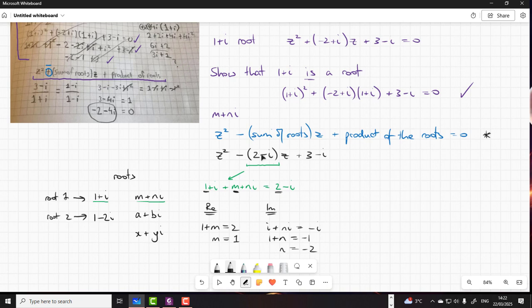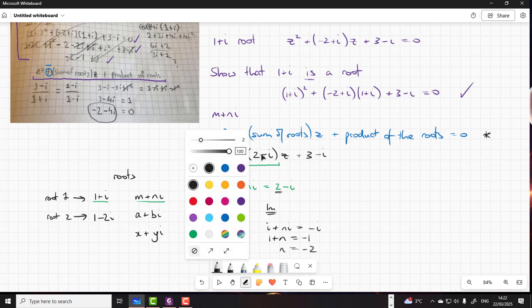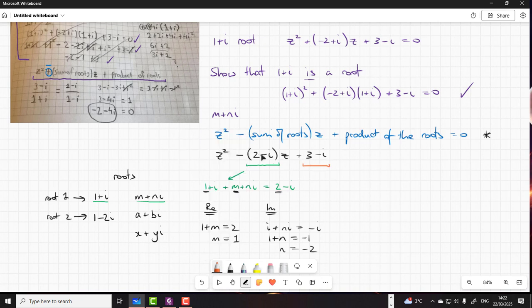Now, what about the product of the roots? Could we have done it with the product? Well, we could have, we don't need to because we already have the solution, but let's just go ahead and see that we get the same answer, and then we'll have a look at one more solution. So we're saying the product of the roots is 3 minus i. So going back to the idea that the two roots are 1 plus i and m plus ni, well then the product, 1 plus i multiplied by m plus ni, would be equal to 3 minus i.